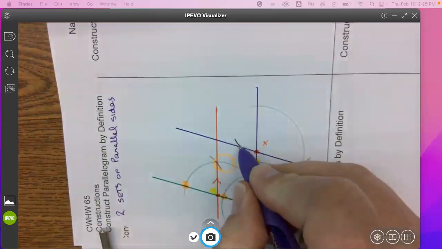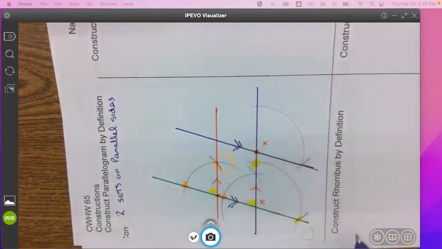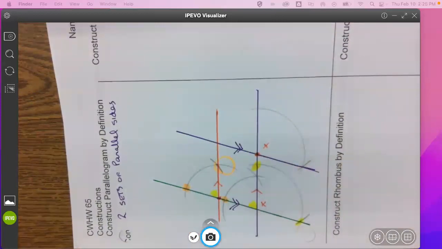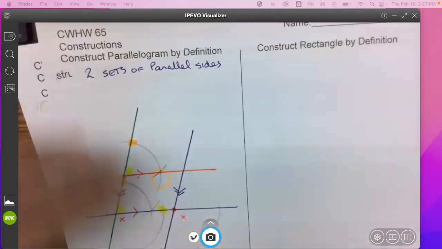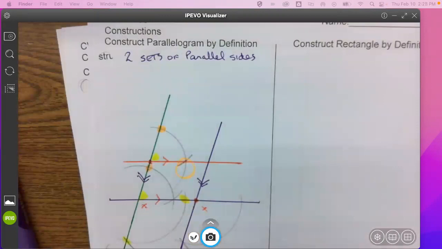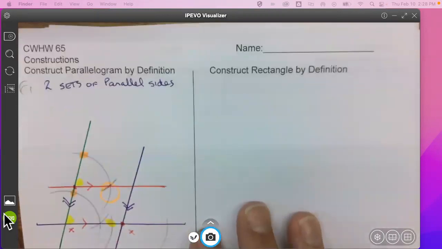Now I've got this purple line, the new one, is parallel to the green line. And I've successfully created, by construction techniques, a parallelogram from the definition. Now again, that was the hardest one we'll do, is constructing a parallelogram by definition. It is a parallelogram, but it's got different features, right?